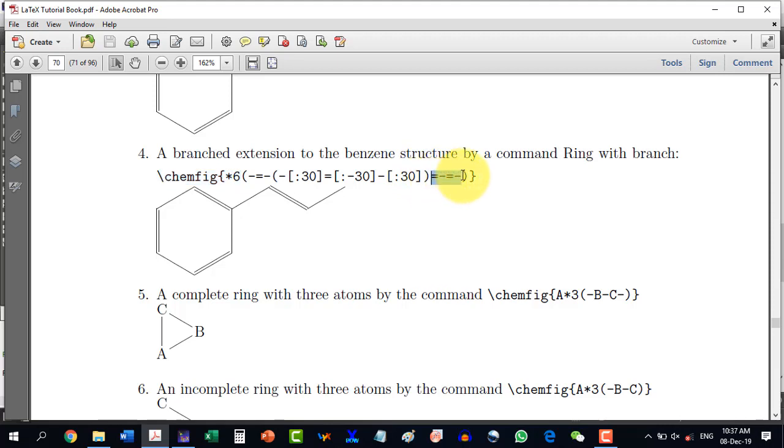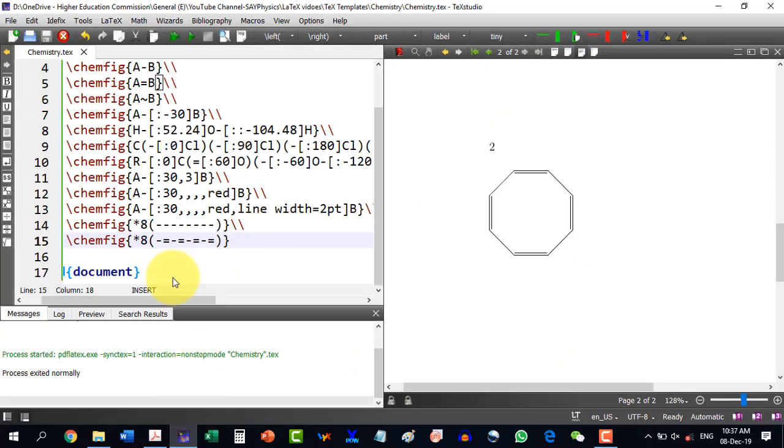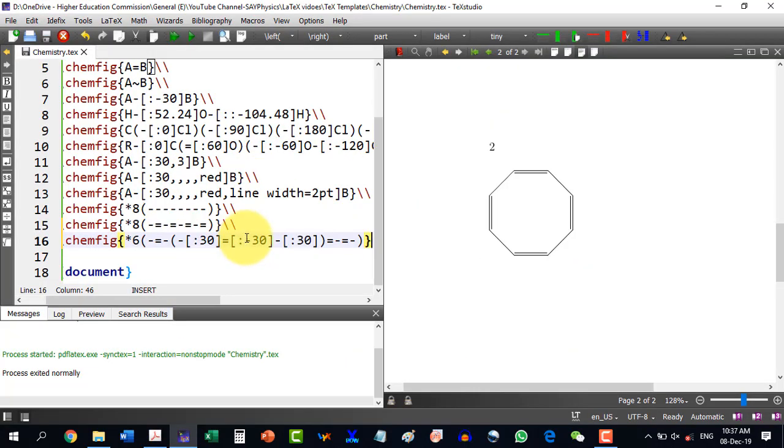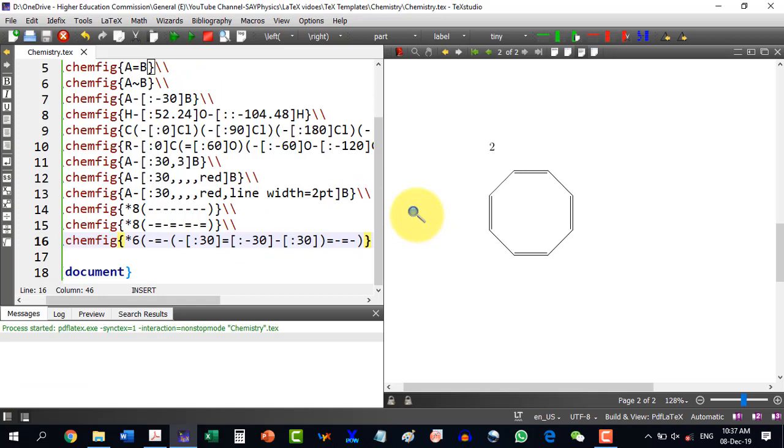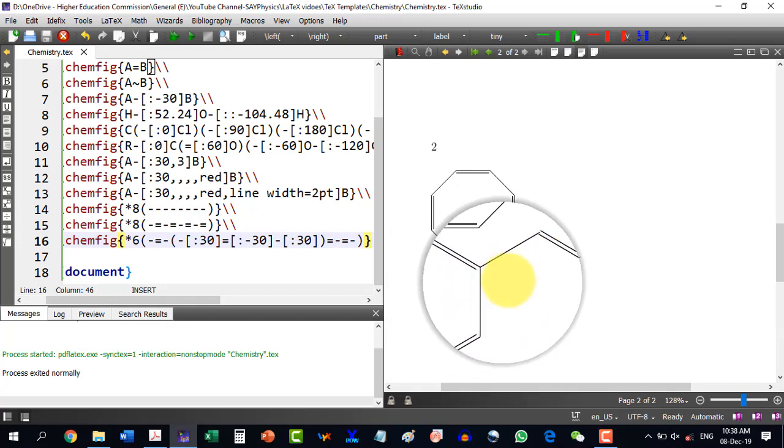So the 4 are here, 2 are here. So the benzene structure is completed, but in between, in the parentheses, we have inserted some extra commands here and extra bonds here. So this way this can be executed. Let me execute this command in order to confirm, and here it is. And you can see the benzene structure and then the associated bonds.